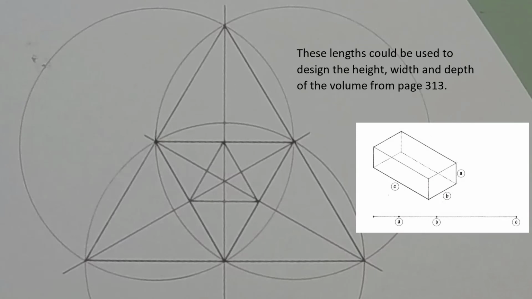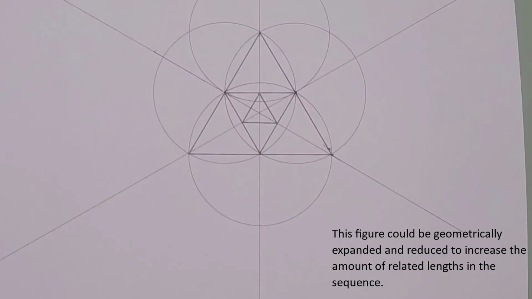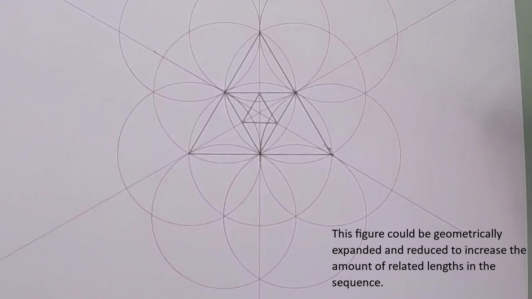Geometric progression was introduced in the previous video, and these lengths could be used to design the height, width, and depth of the volume from page 313. The lengths could be measured to create numerical dimensions, or they could be directly applied from the drawing with no numerical notations. As mentioned earlier, this figure can be geometrically expanded and reduced to increase the amount of related lengths in the sequence.